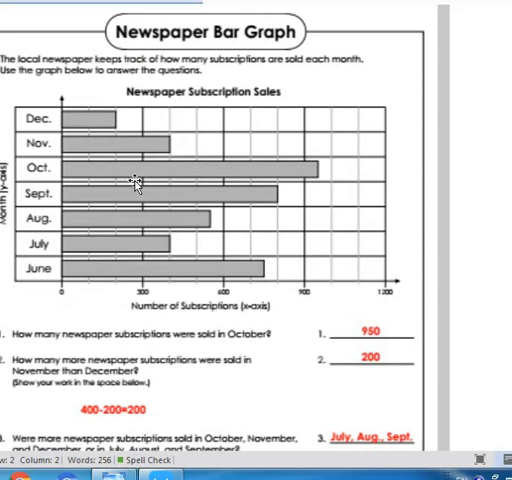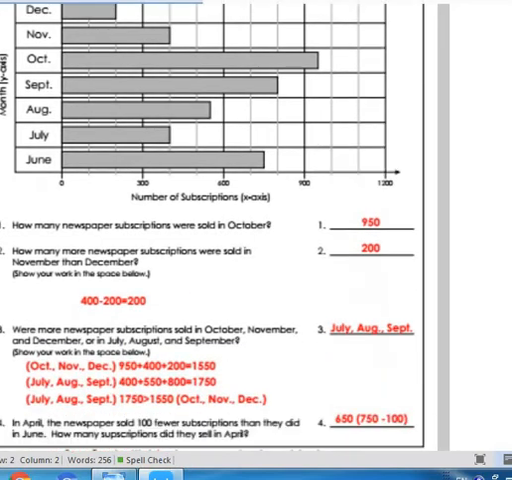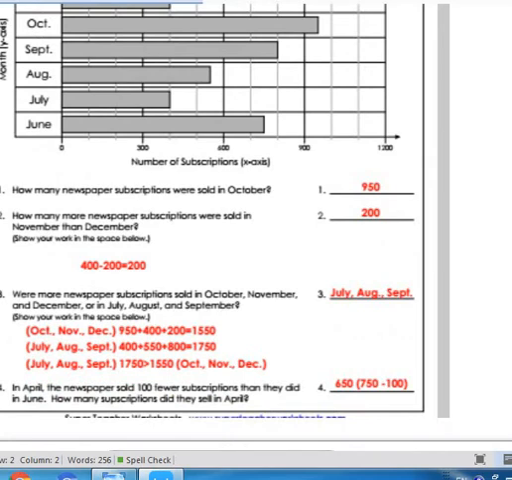November, I have to look at November, it's 400, and for December, I go and look, this is 0, 100, 200, 300, then this is 200. How many more than? This means I'm going to find the difference between them. This is 400 minus 200. Okay, it's easy to read the bar graph and represent the data of the bar graph.